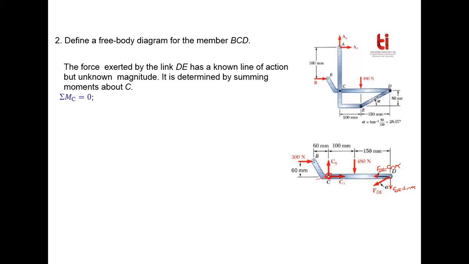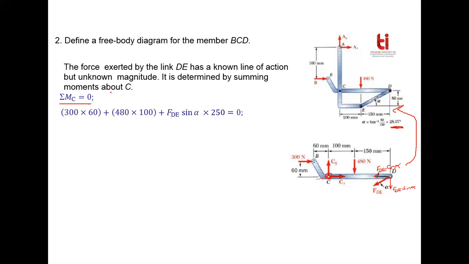So the moment balance equation can easily give you the answer for FDE, because there is one unknown, FDE. And with the help of one equation you can find out FDE, but before solving for FDE you must find this angle alpha. So angle alpha you can find by applying the tan formula. So alpha is equal to tan inverse of 80 by 150, that is 28.07 degrees. So now let's apply moment about C.